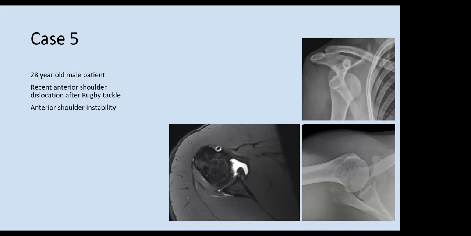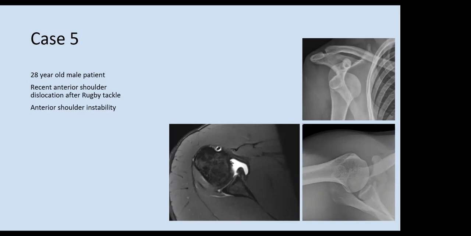First, we have a 28 years old male patient, recent anterior shoulder dislocation after a rugby tackle, with anterior shoulder instability. And on X-ray, there is obviously anterior shoulder dislocation with evidence of a bony defect in the superior labrum. On MR arthrogram, also there is a bony lesion, a bony defect. I think it is a bony Bankart.